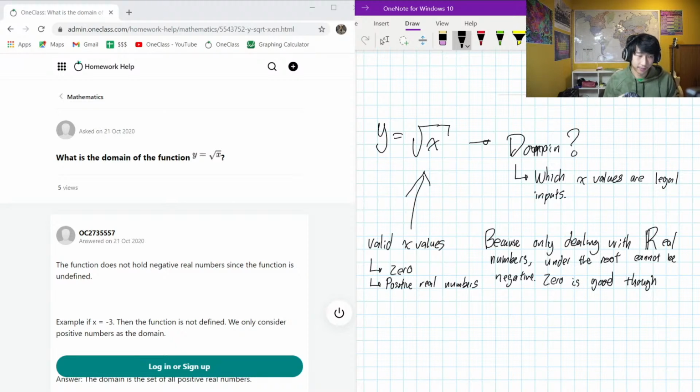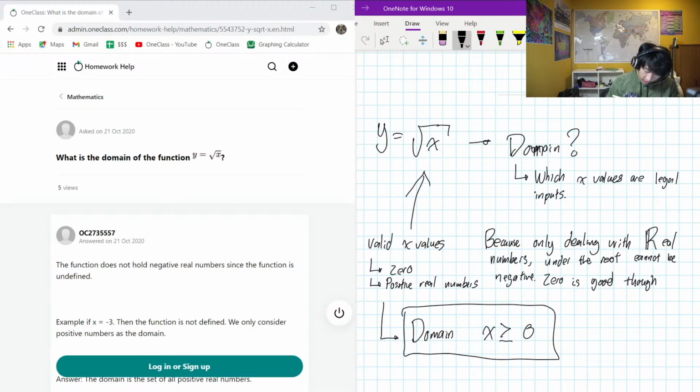So that really just excludes the negatives. So the domain is that x has to be bigger or equal to 0. And that would be the domain.